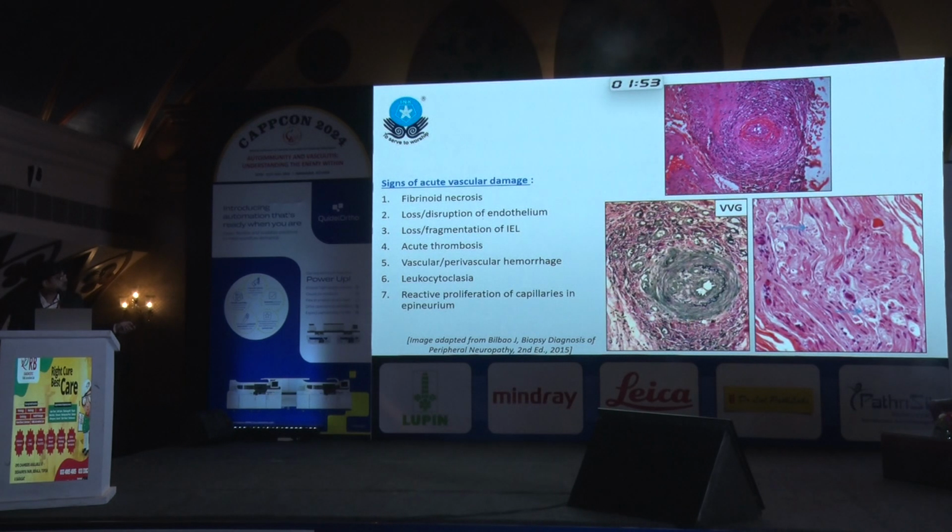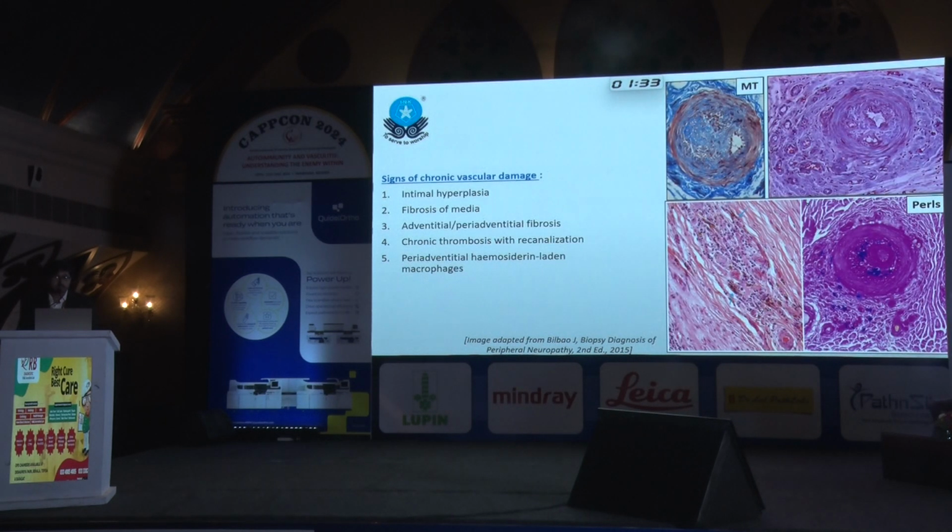Fibrinoid necrosis, this is from one of our cases. Fibrinoid necrosis, loss or disruption of endothelium and internal elastic lamina. Also acute thrombosis, vessel wall hemorrhage, leukocytoclasia, and in nerve biopsy, we get the myelin ovoids as an evidence of acute axonal degeneration. Signs of chronic vascular damage include intimal hyperplasia, medial or adventitial fibrosis, here vessel wall sclerosis, and chronic thrombosis with recanalization, and periadventitial hemosiderin-laden macrophages, which can be highlighted by Perls stain.